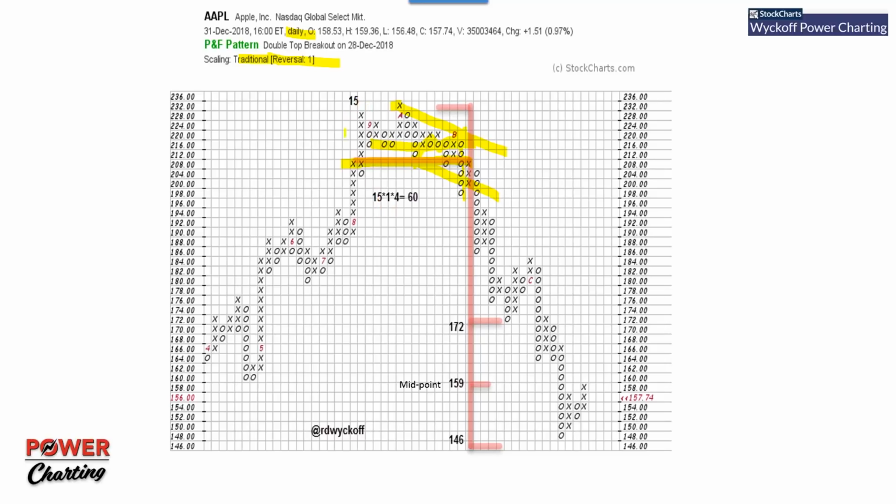15 columns times one box reversal times 4-point scaling. Everything over 200 is 4-point increments in the scaling when you use traditional, and that produces 60 points of down count. So we have 232 and 208; these are the places that we're going to take our minimum count and our maximum count.